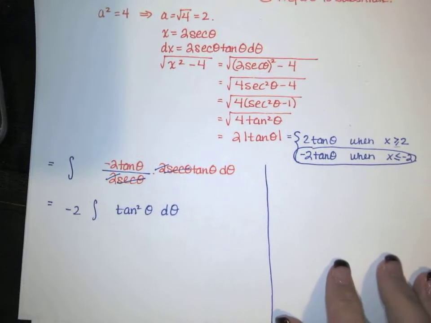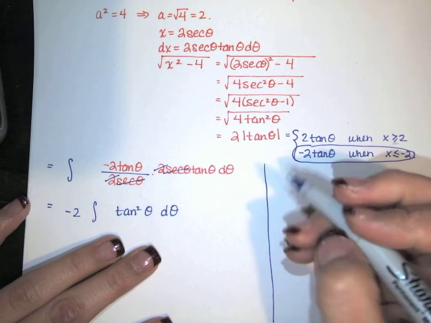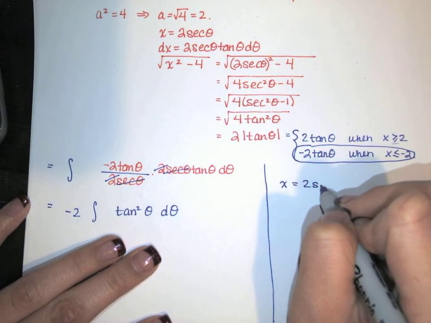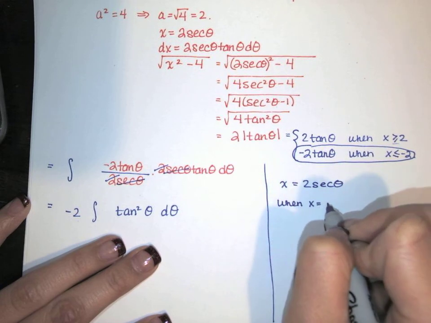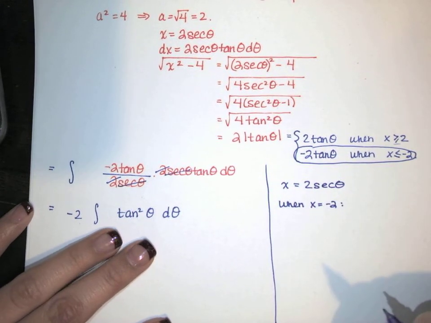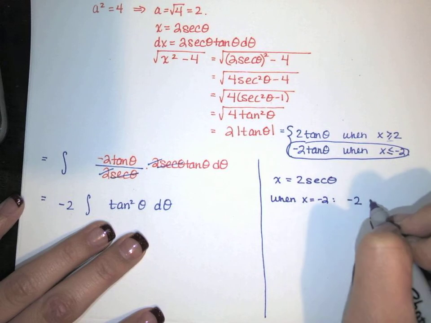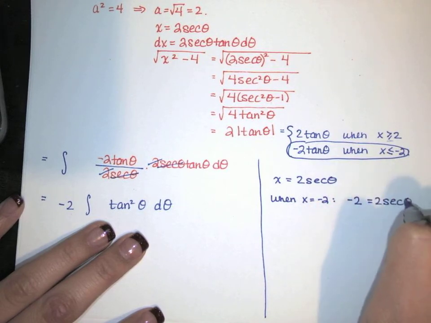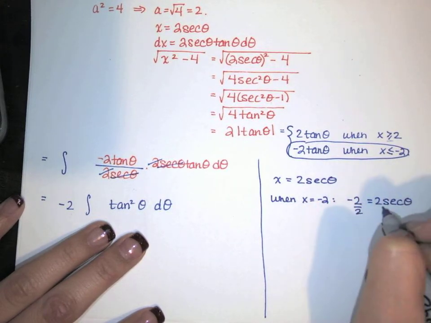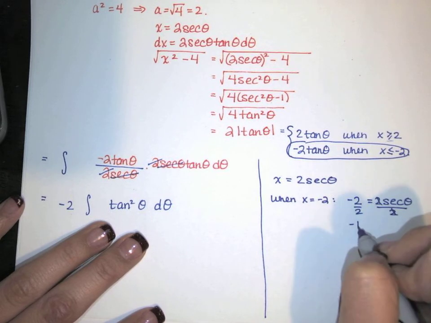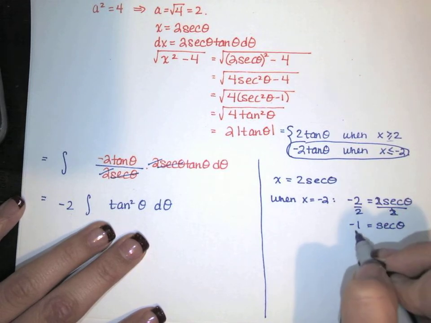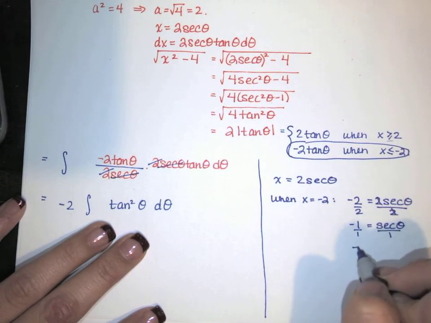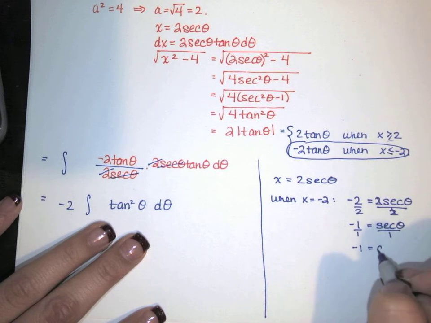It's okay. So we had x equals 2 secant of theta, and my upper bound was x equals -2. So when x is -2, I've got -2 equals 2 secant of theta. Divide both sides by 2. And you get secant of theta equals -1. Or take reciprocals. Reciprocal of -1 is -1. Reciprocal of secant of theta is cosine.